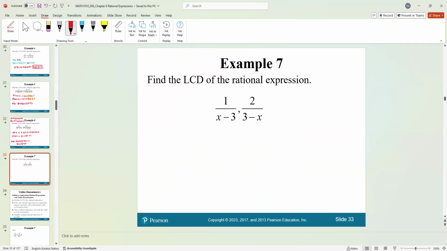Our goal is really to practice all the different ways you can deal with the LCD. When I look at the first one, x minus 3, there is no other way I can write it, because this is a prime expression, right? But if I take the second one, 3 minus x, I can rewrite it, if you agree. Now I can factor out a negative and have it as x minus 3, sorry.